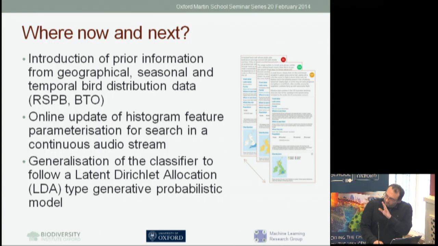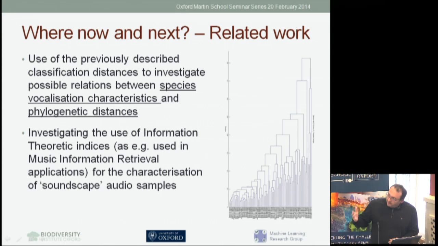And one way of trying to do that is with a latent Dirichlet allocation type classifier that I'm not going to go into details on here, but I'm just putting it up because it's what we're working on. Another thing we're working on is trying to associate these audio distances with phylogenetic distances. So we're building trees of distances between the audio characteristics and seeing if that corresponds to anything that has to do with phylogeny. I don't have any results on that yet, but it's something we're working on.